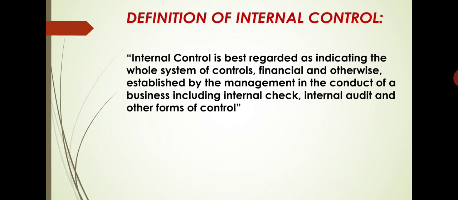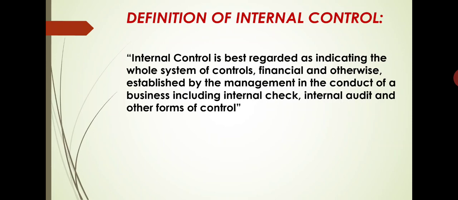It means the management must know which transactions are going to take place in the business unit and how these transactions are going to affect the working system of a particular organization. So the first one is that transactions are executed as authorized by management. Without the prior permission of management, the accountant is not advised to carry out any transactions.